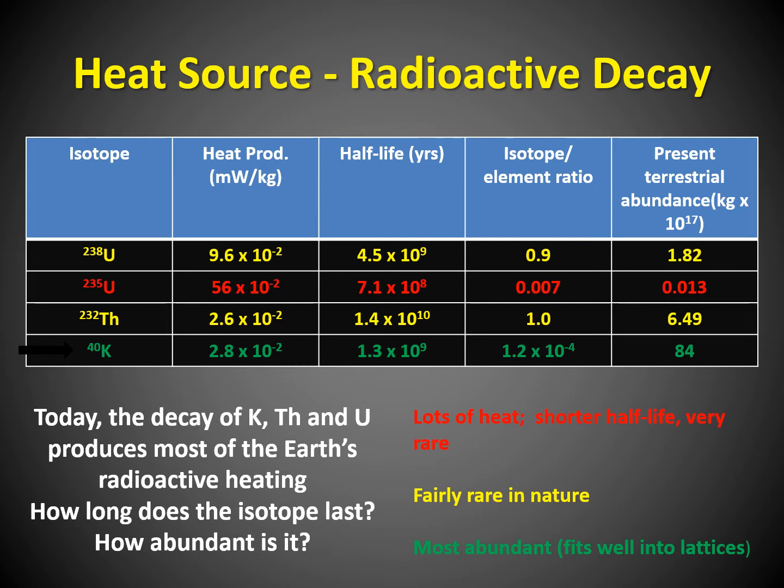The four most abundant long-lived radioactive elements are listed here. You have uranium-238, uranium-235, thorium-232, and potassium-40. That second column shows how much heat is produced. And what you'll notice is that uranium-235 is about 5 to 6 times more heat productive than the next closest isotope, which is uranium-238.